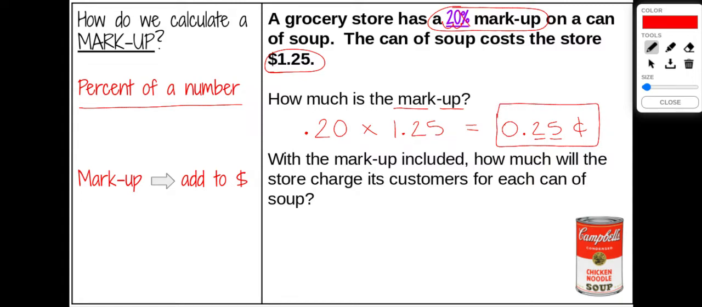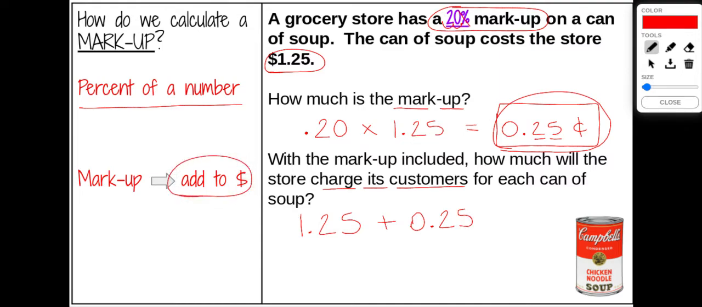Well, with the markup included, how much will the store charge its customers for each can of soup? So when the store puts these cans of soup out onto the shelves, what are they going to charge the customers? Well, remember, the store paid $1.25 for the can of soup, but they're going to mark it up 20%, which was that 25 cents. So we want to add on the 25 cents that the store is going to charge extra of its customers. So with markup, we want to add it on.